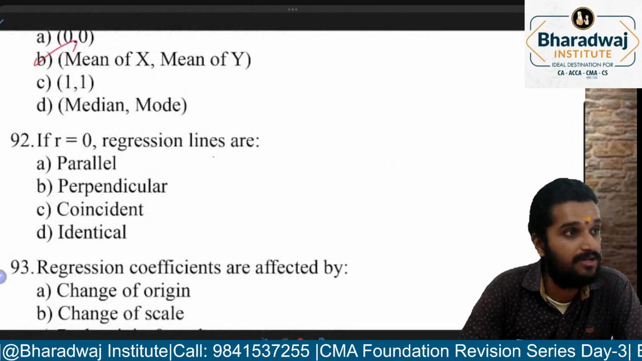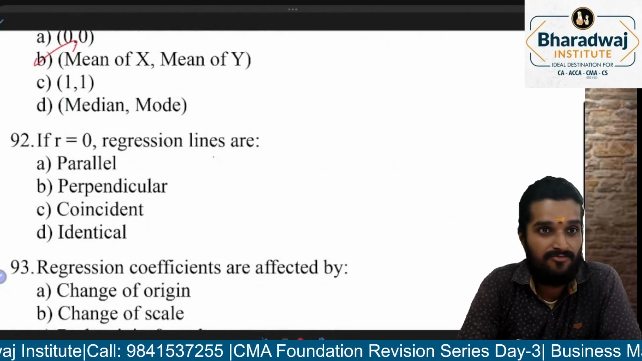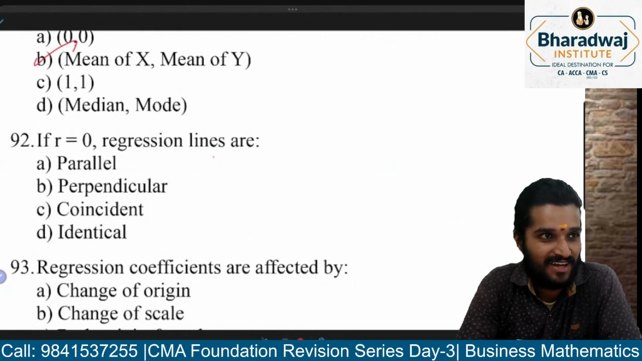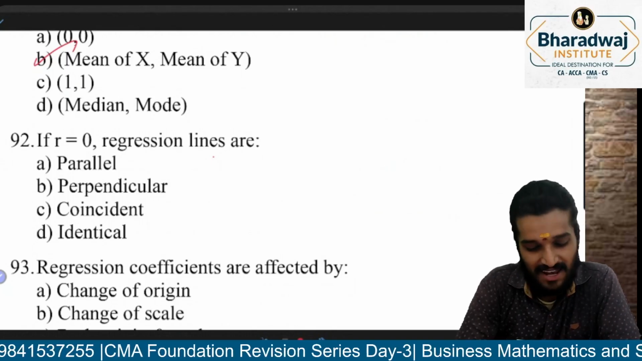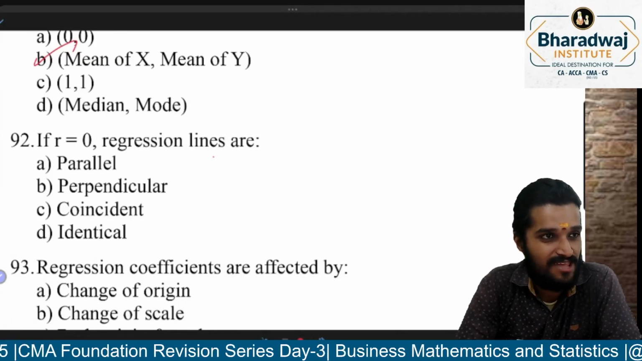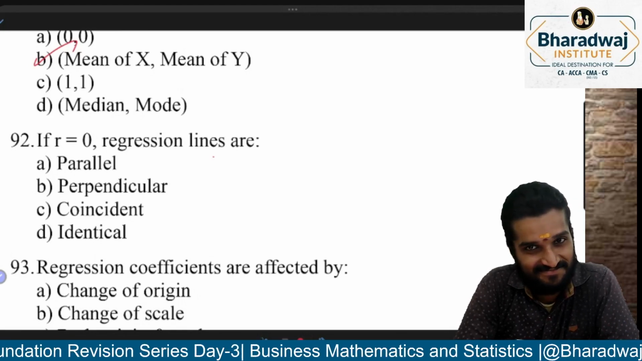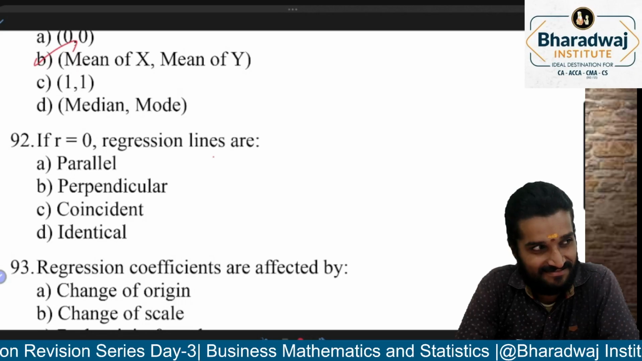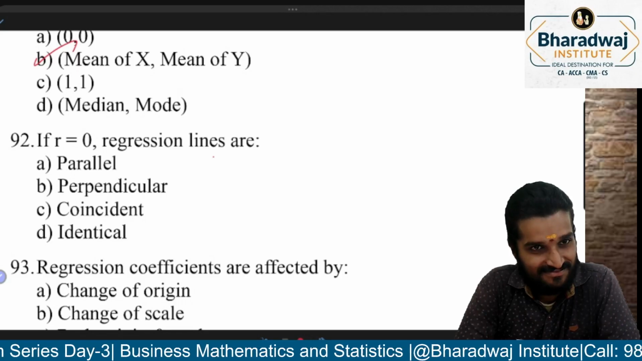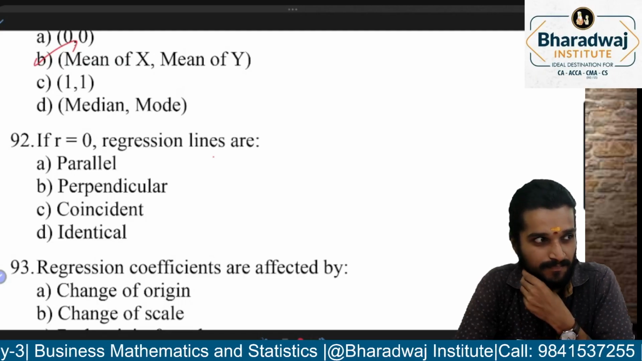If r equal to 0, if there is no correlation, what can you conclude about the regression lines? Parallel, perpendicular, coincident, identical? Why? Just now, a few minutes back, I gave you a hint for that.